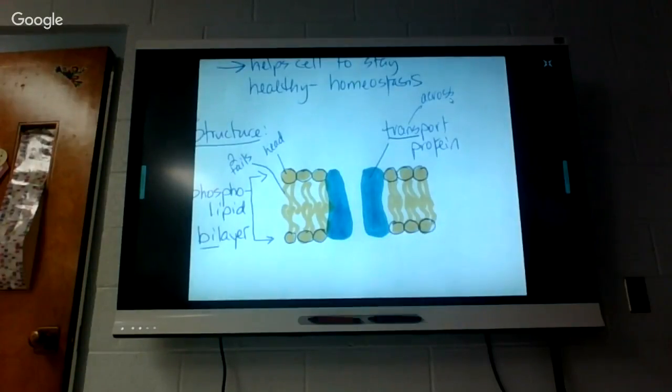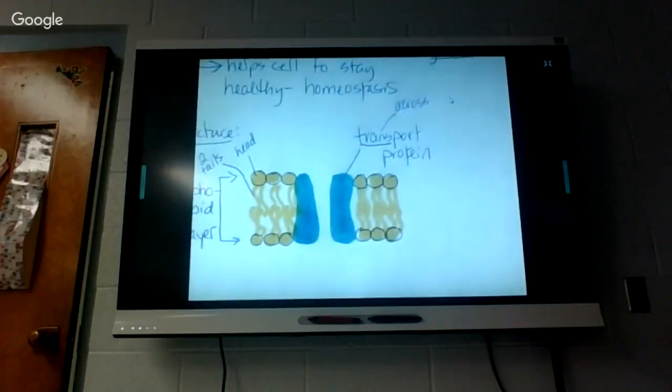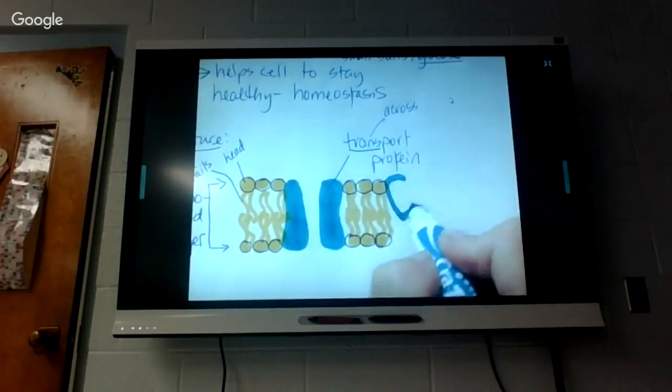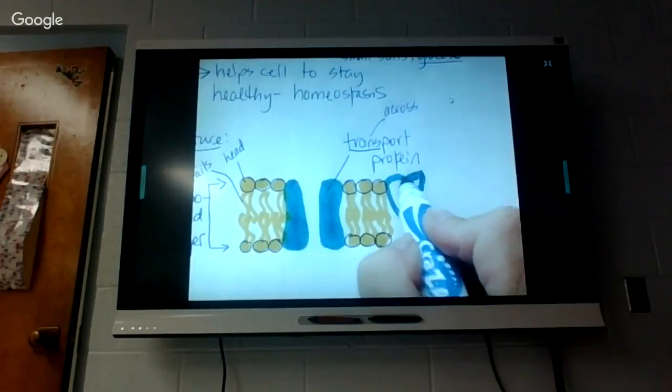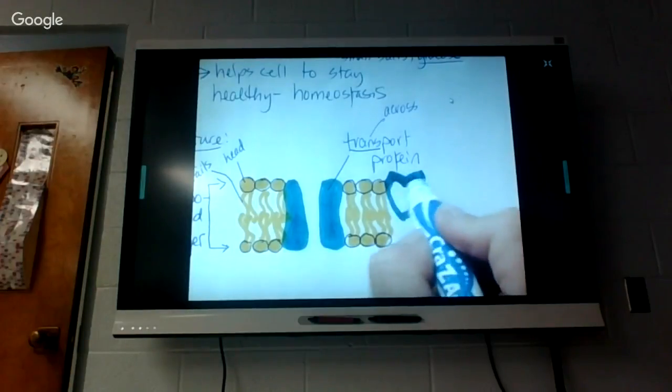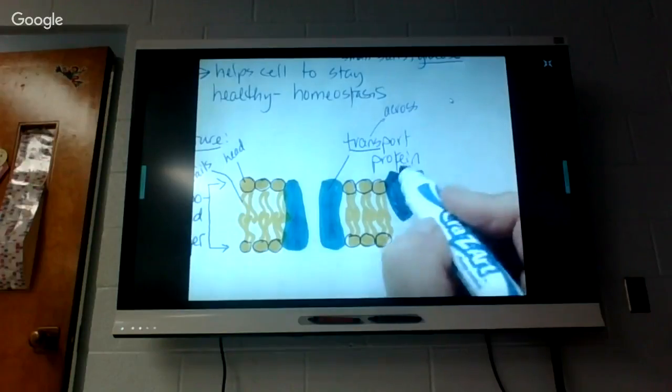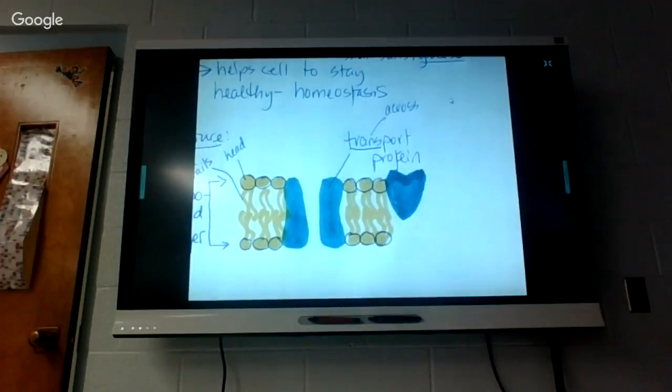All right. Now you also have some other proteins they talked about. So this was one that passes all the way through, but sometimes proteins don't. And they're like this. So make this one kind of jagged at the top. Yeah, you can make it kind of look like a heart. And then I'm going to draw a couple of these out.